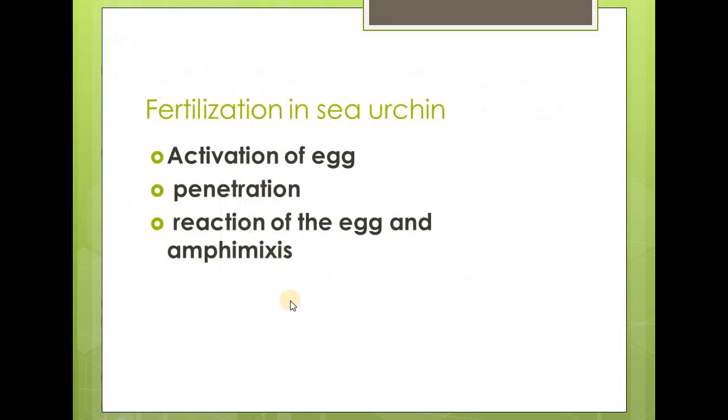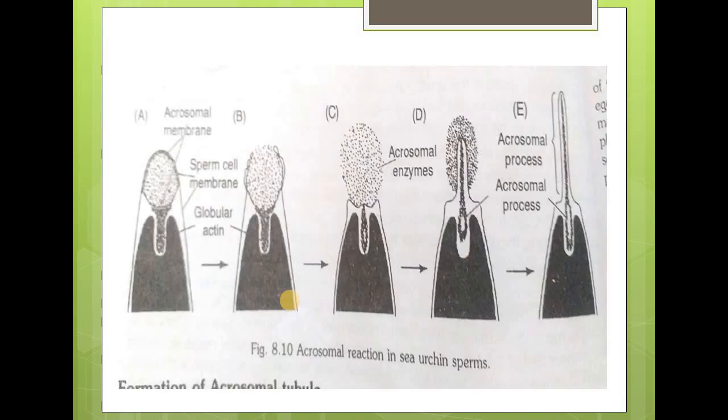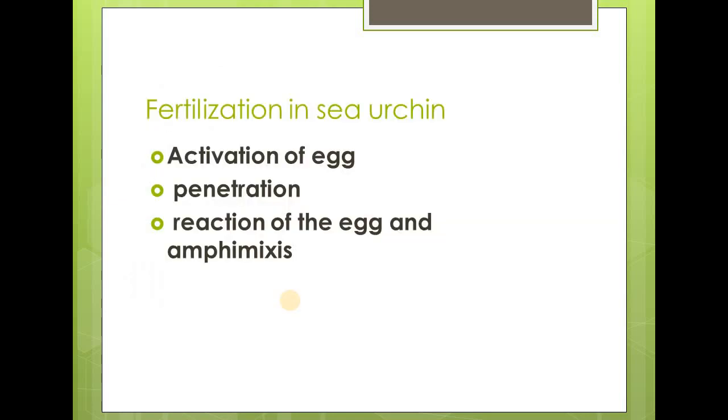In the previous slide you have studied the 3 steps involved in the process of fertilization in sea urchin. Now we will go to the next process: the activation of the egg, the penetration, the reaction of the egg and amphimixis. So this is what is called the acrosomal reaction, that is, the activation of the egg.